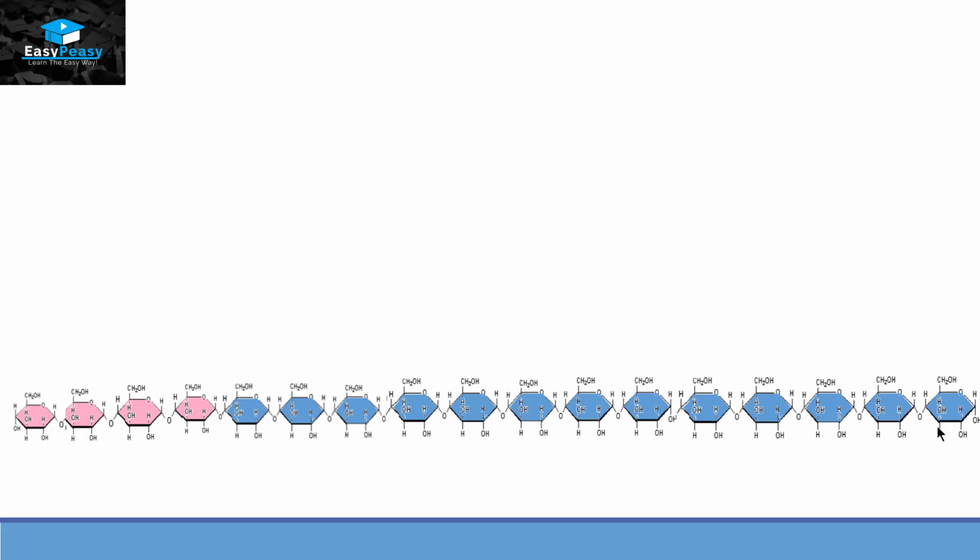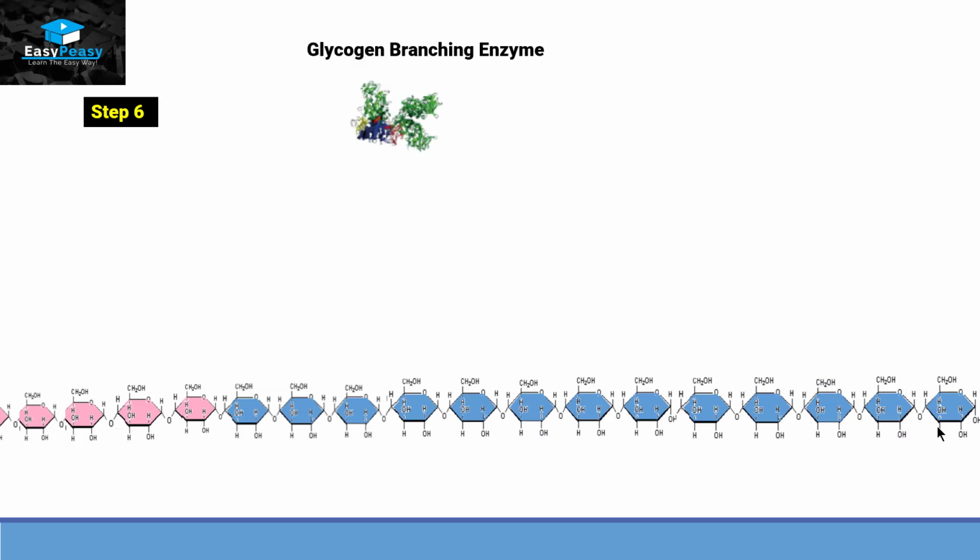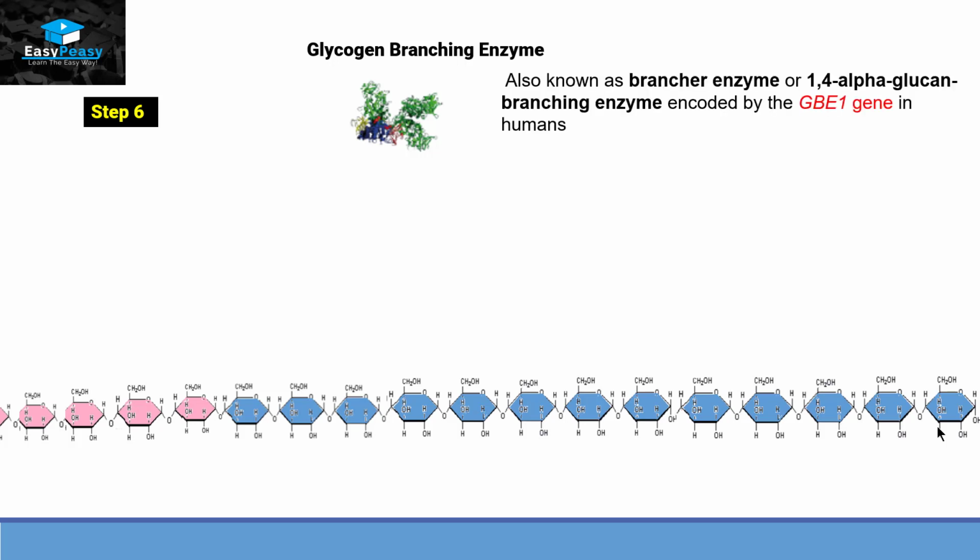At this point, we need another enzyme. So this is step 6 for us. In step 6, we have another enzyme, and this enzyme is called glycogen branching enzyme. This enzyme is also known as brancher enzyme or 1,4-alpha-glucan branching enzyme. In humans, it is encoded by the gene GBE1.